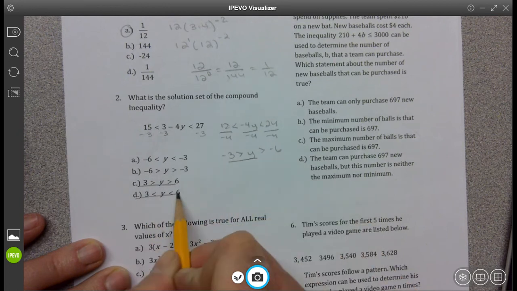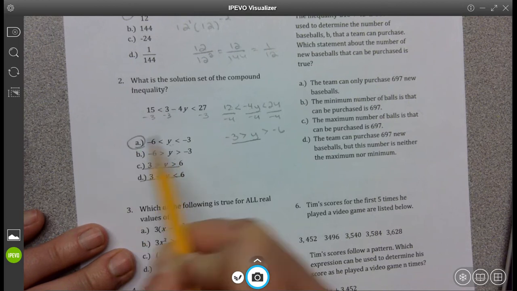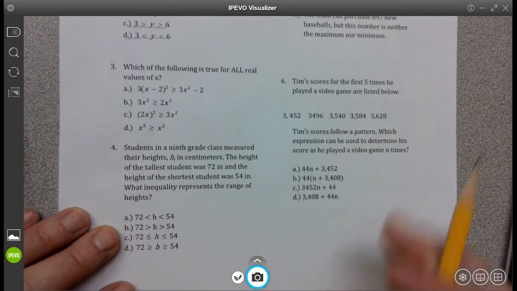These aren't negatives. I can cancel them out. Which one has y is less than 3? That's A. Let's make sure y is greater than negative 6. Yep, it works. Number 3 is tricky.